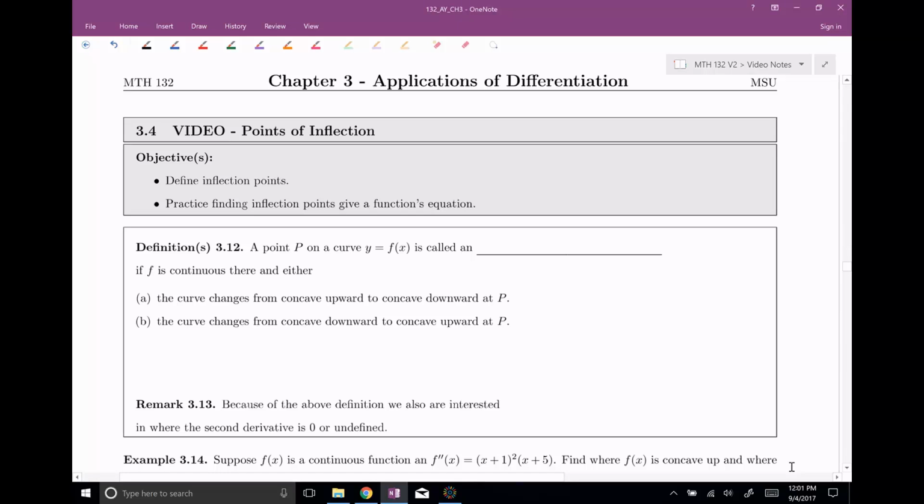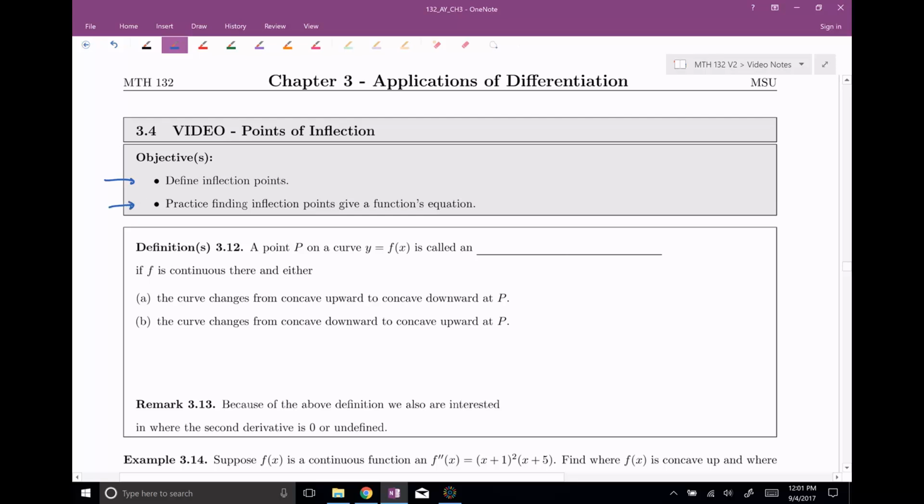This is just a nice one-page long video here, the last one for this section. This is points of inflection. So we're going to go ahead and define these things called inflection points here. And then we're going to practice finding these things given a function's equation.